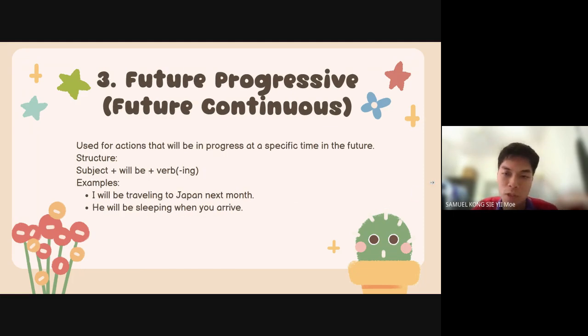The last one is future progressive, or future continuous. It's used for action that will be in progress at a specific time in the future. It must be subject plus will be and verb with ing. For example, I will be traveling to Japan next month. He will be sleeping when you arrive.